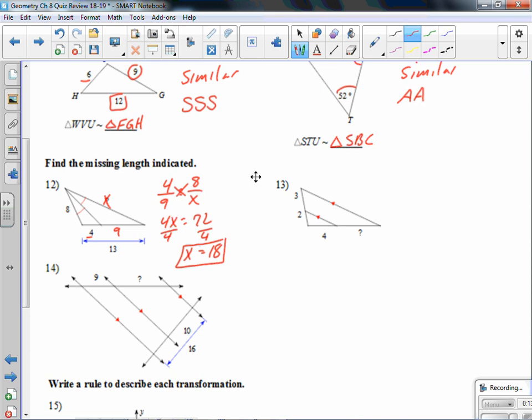Number 13, we have a triangle with a line dividing into the triangle that is parallel with one of the sides, intersecting the other two sides. So the two parts on this side of the triangle are proportional with the two parts on this side. So if I do 2 over 3, then that would put 4 over x, or question mark our x. Cross multiply, that's going to give us 2x equals 12, divide by 2, and our x equals 6.